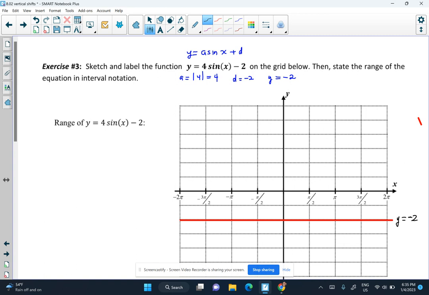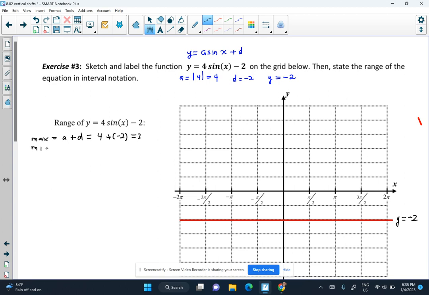Okay. The next thing that I'm going to do is find the maximum and minimum value of the graph. So the maximum value of the graph is your amplitude plus the vertical shift. Remember, when I'm looking at the amplitude, I'm looking at the distance, in this case, 4 units above the baseline of -2. That's why it works like this in the formula. So it's 4 plus a -2 is 2.